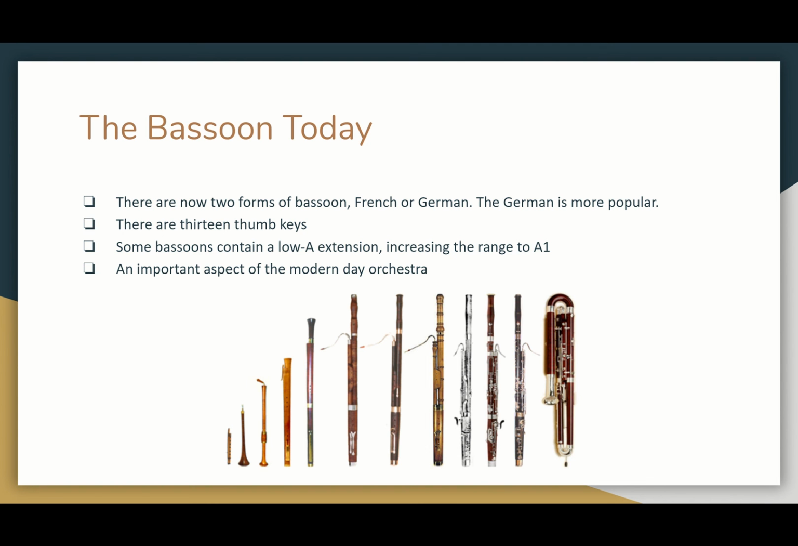There are now 13 thumb keys on modern bassoons, and trill keys have also been added for ease of playing. And today, while it is rare, the bassoon also contains a low A extension on many professional level tenor bassoons, increasing the range all the way down to an A1. In short, the modern bassoon is an important aspect of the modern day orchestra, and would not be so without the influence of the Baroque bassoon.